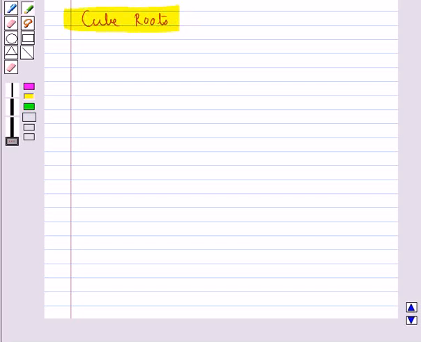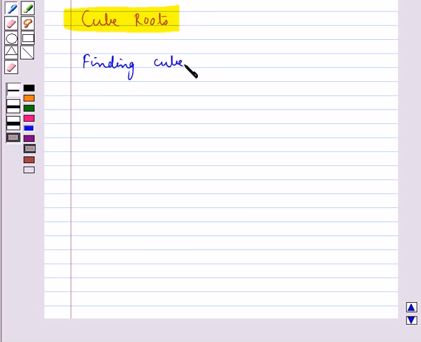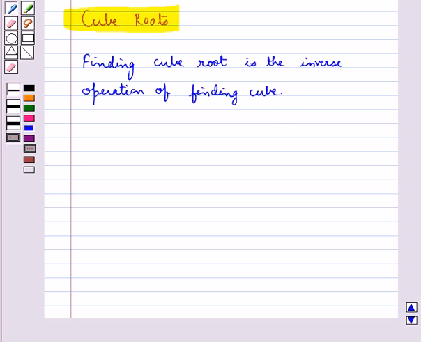Next we discuss cube roots. We know that finding the square root of a number is the inverse operation of squaring. So we say that finding cube root is the inverse operation of finding cube. Like we have 3 cube is equal to 27. So we say cube root of 27 is 3. Now this symbol is used to denote the cube root. So we say cube root of 27 is 3.